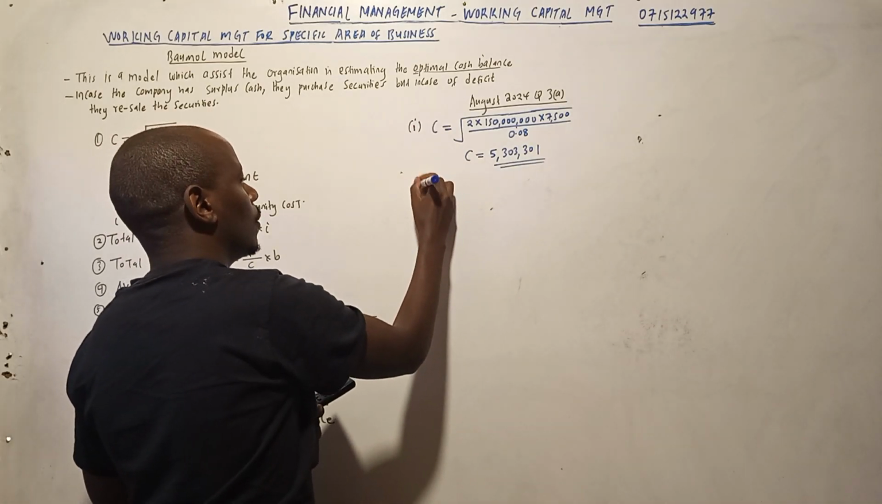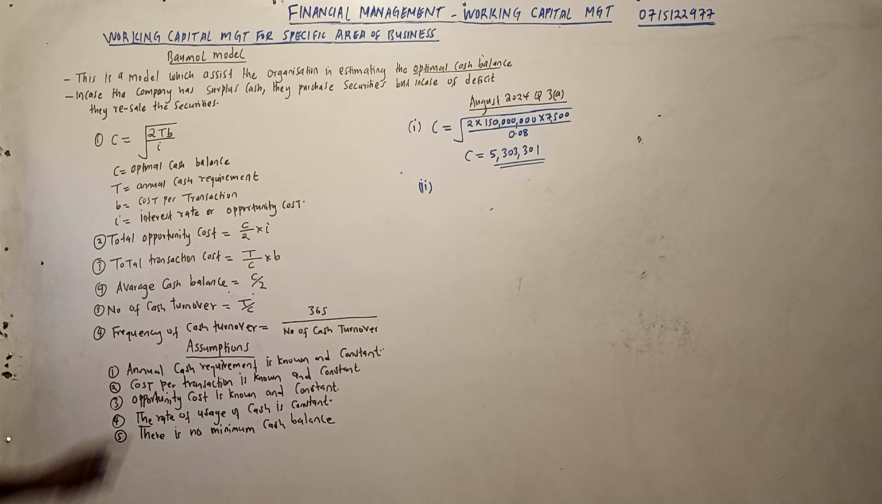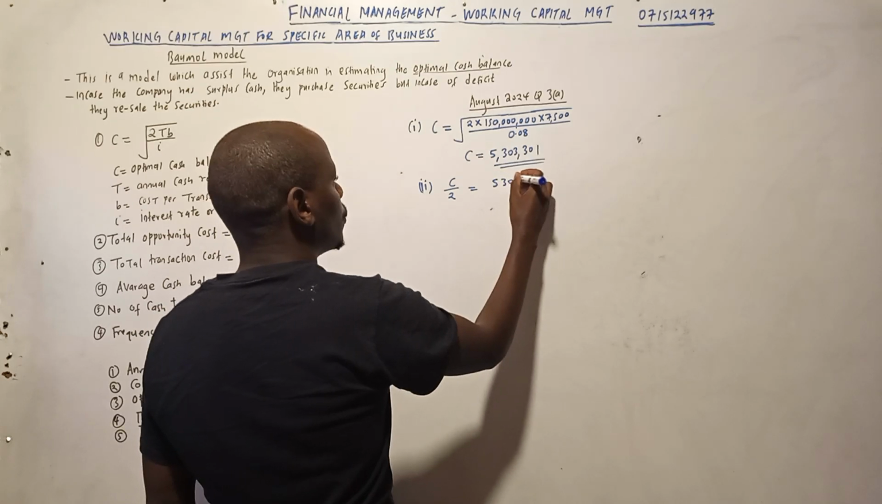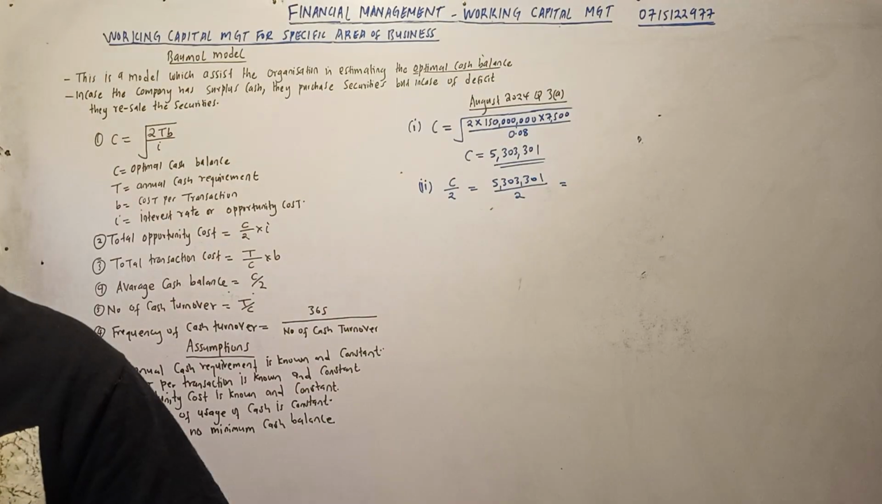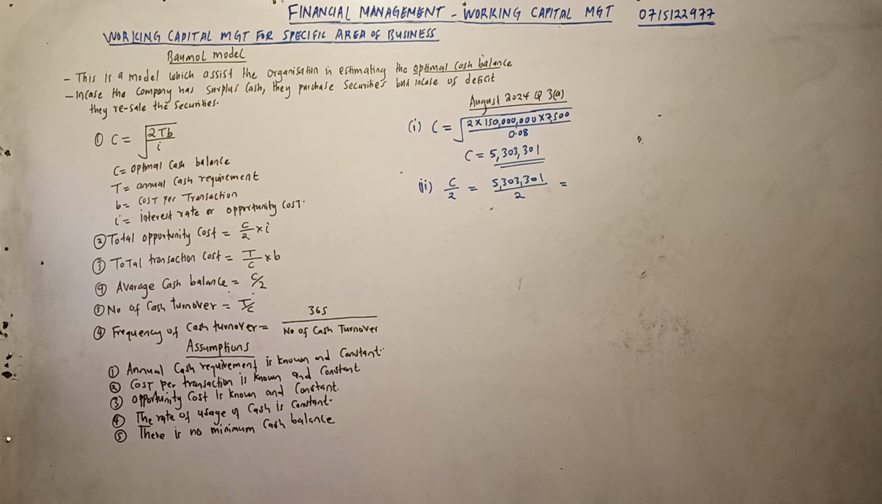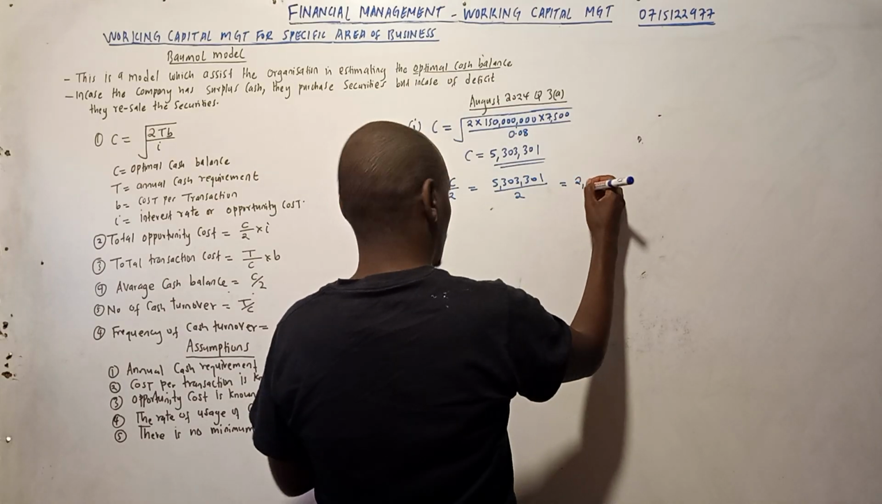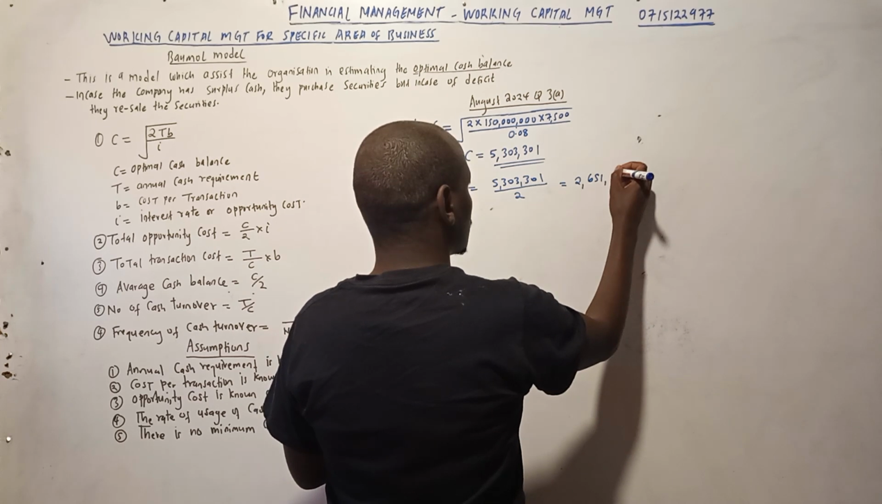Number two, the average cash balance. The average cash balance is equal to C over 2, which is 5,303,301 divided by 2. It is 2,651,651.